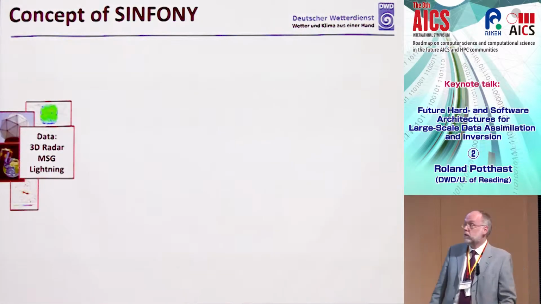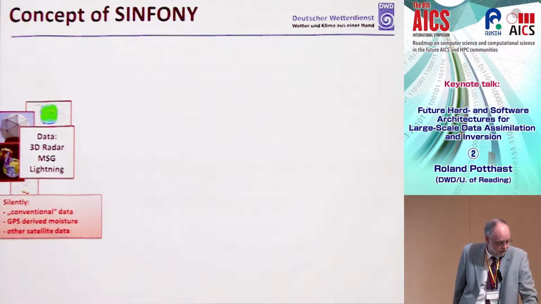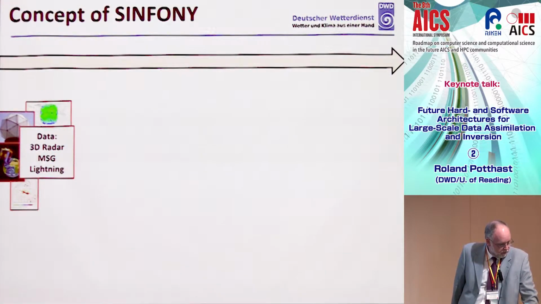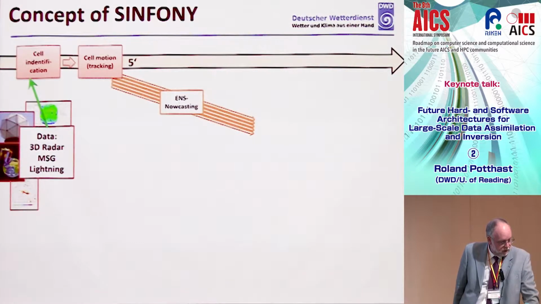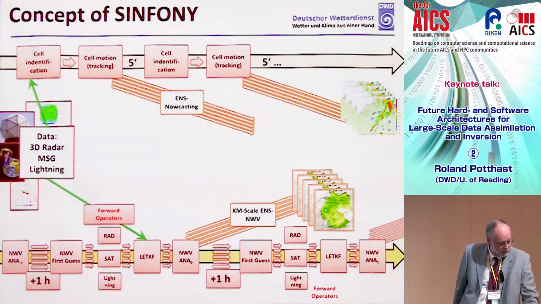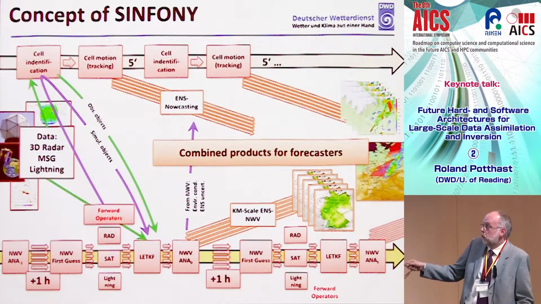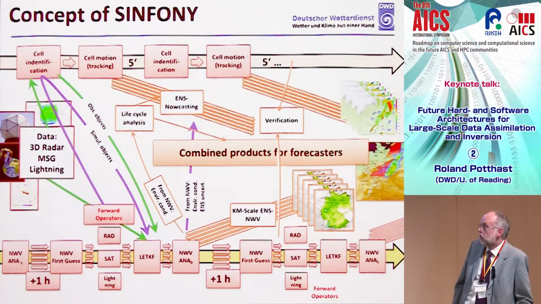And if you put it together, I think I have 1-2 minutes, so 2 slides left, or 3 slides. The whole thing is, first you have your nowcasting algorithms with your forecast, 5 minutes. Here you have your NWP, 1 hour. And then you have all different kinds of links between the 2 and combined products for forecasters.